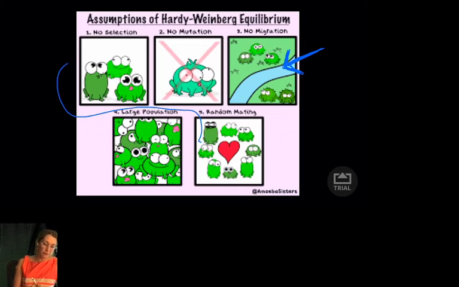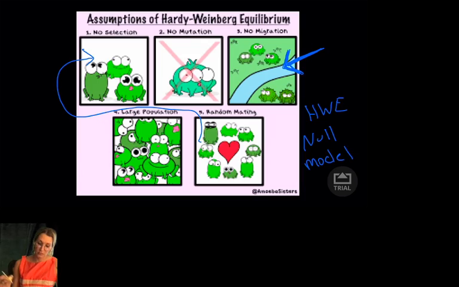Random mating, I think, fits in with no selection because that would be sexual selection, but a lot of people like to point that one out specifically. So remember that Hardy-Weinberg equilibrium is the null model. That's why it's useful to us.